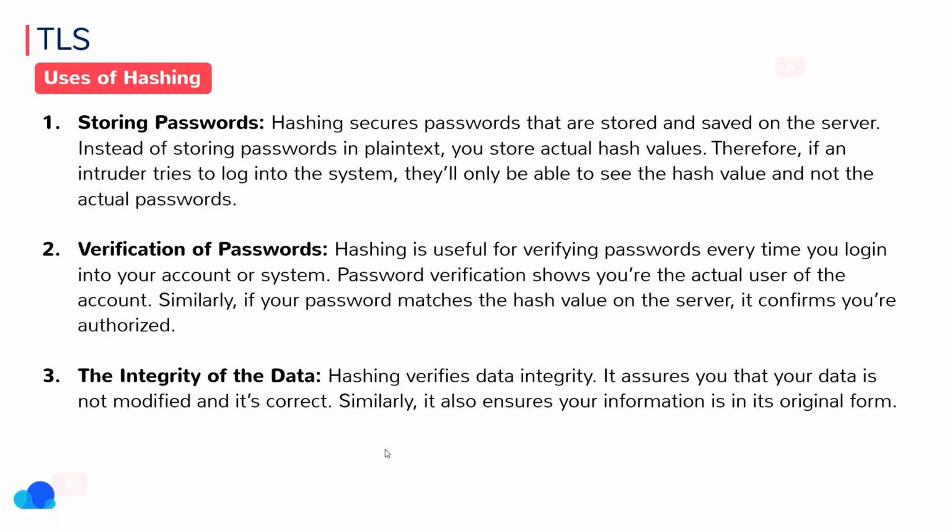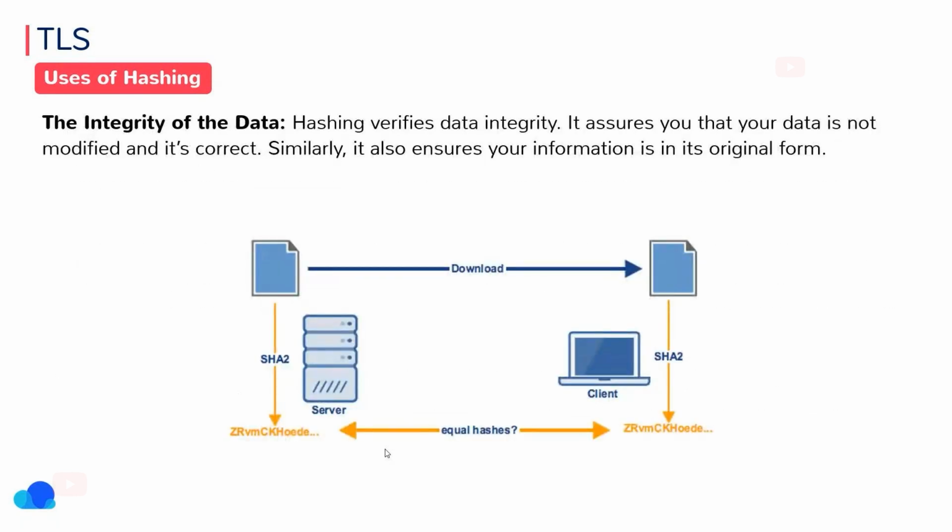The third one is integrity of data. Integrity of data we have also seen in multiple scenarios, but we did not realize that it belongs to hashing. Let's say I have a file in the server. This server is hosting a file known as Helm binary. Now I need to download it. I downloaded it in my client, which is my local system.